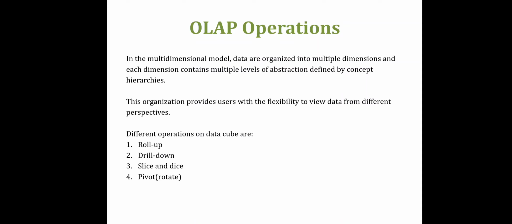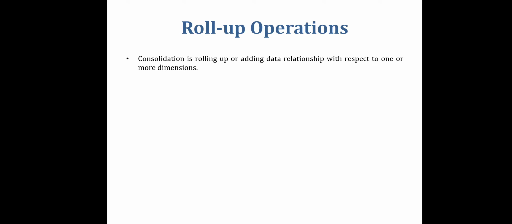So, the different operations we can perform with the data cube are roll up, drill down, slice and dice, and pivot. These are the 5 operations. We can consider slice and dice as separate also. So, these are the 5 operations which we can perform on the data cube. Starting with the first operation, that is roll up, it is nothing but rolling up or adding the data relationship with respect to one or more dimensions.